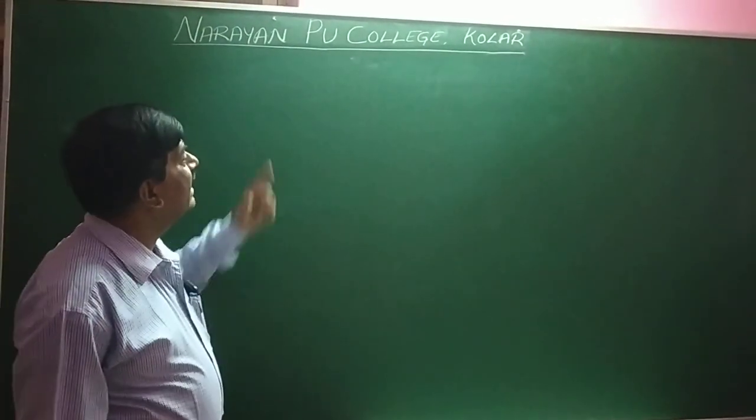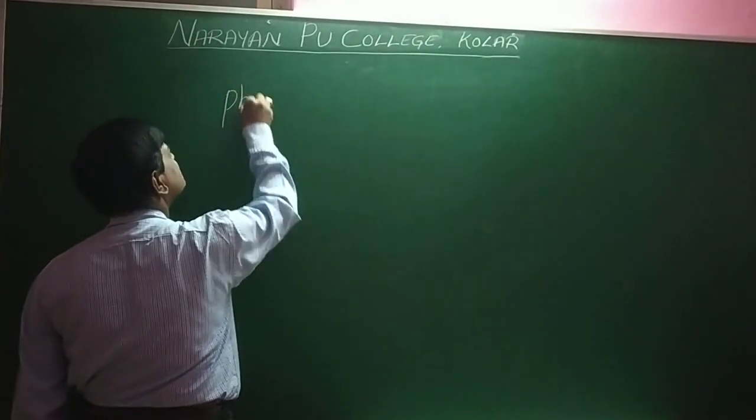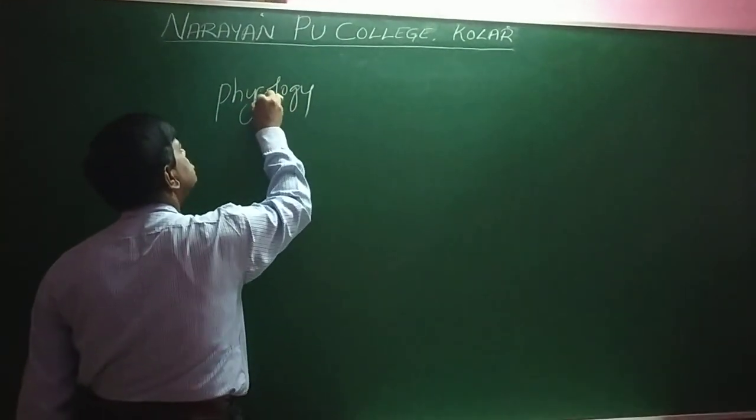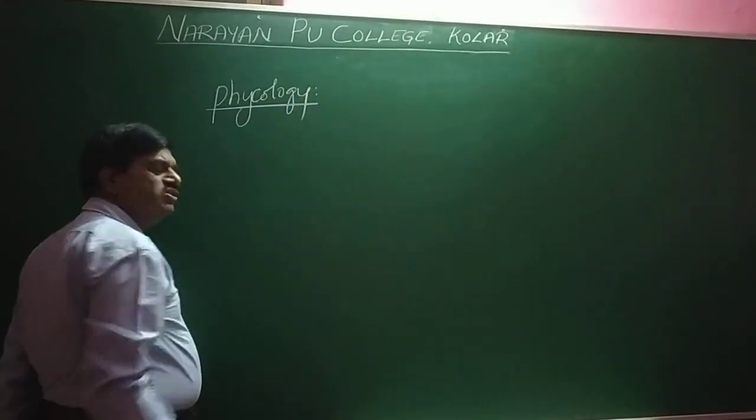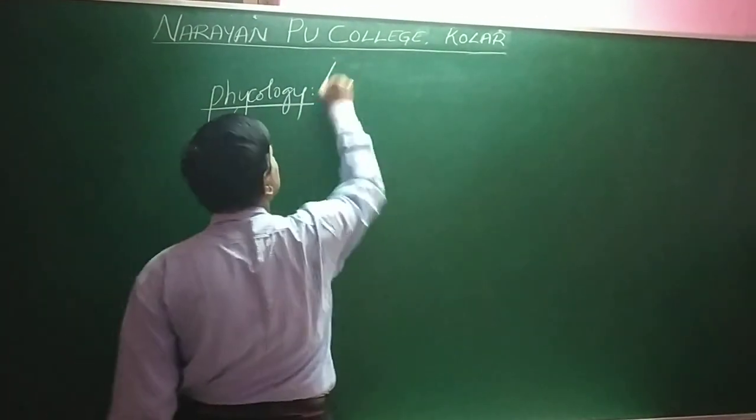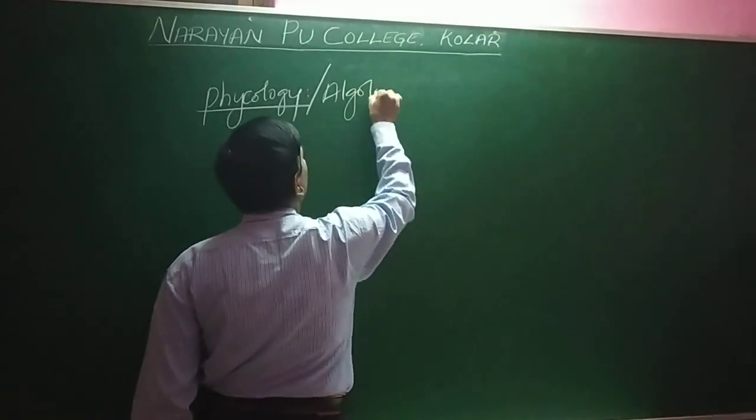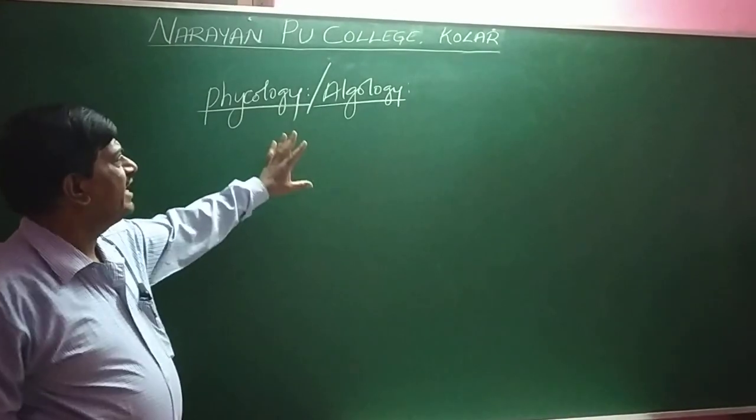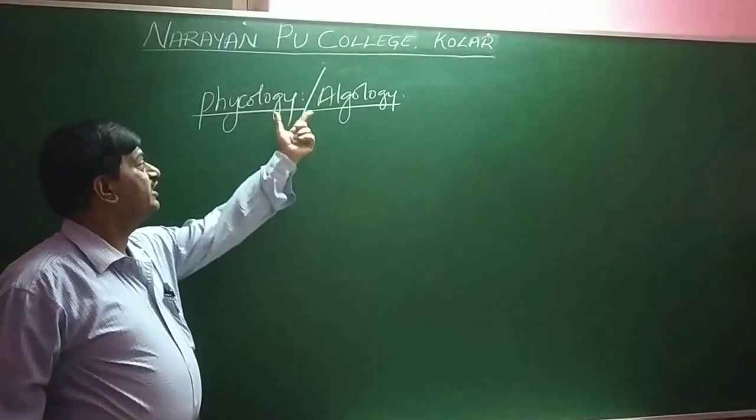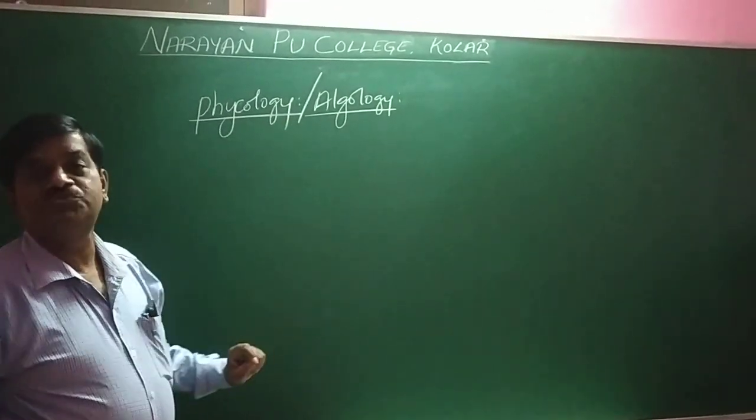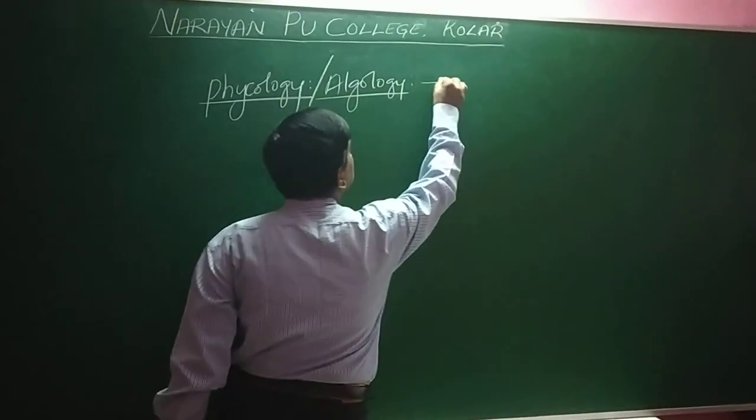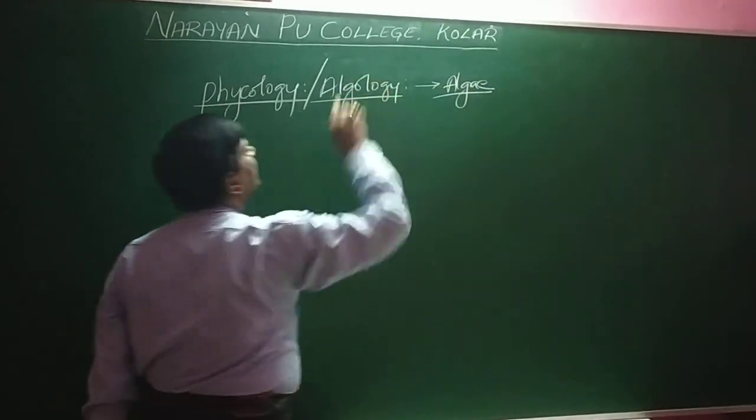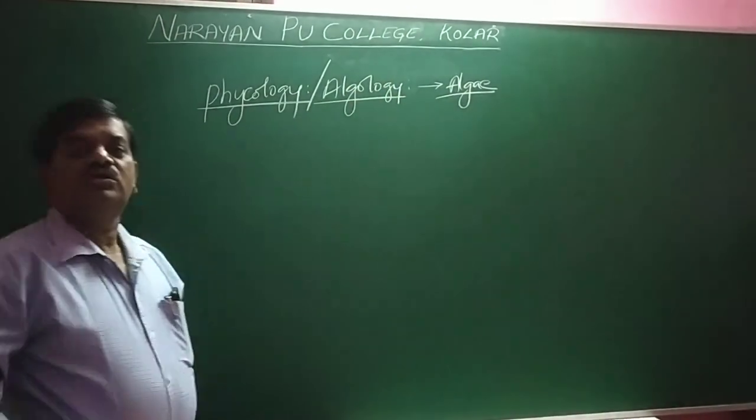We start with the other branches called phycology. The branch phycology is also called algology. This branch is nothing but a branch of science that deals with the study of algae. So the study of algae comes under algology or phycology.